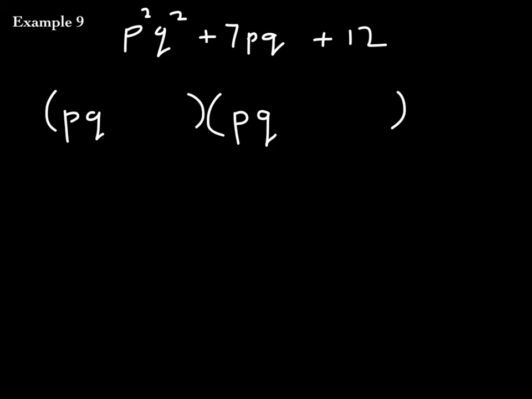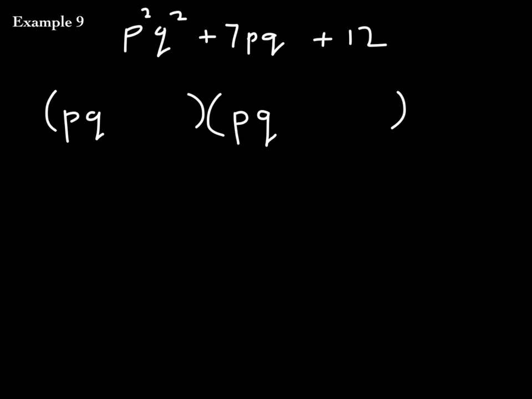All right, so I noticed that the GCF is 1, so I'm just going to jump straight into this factorization. Because the leading term is p squared q squared, I'm going to put pq here and pq here. That way when I multiply both of these together, I get p squared q squared. Now, because the leading coefficient is 1, all I have to think about is factors of positive 12 that add to 7.